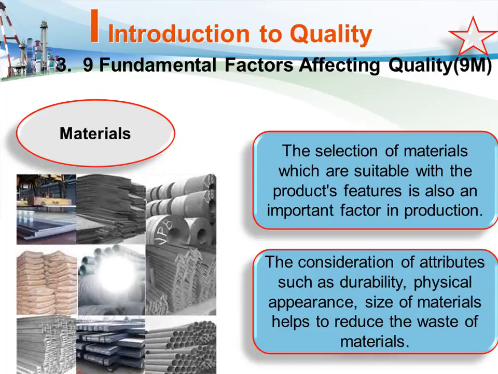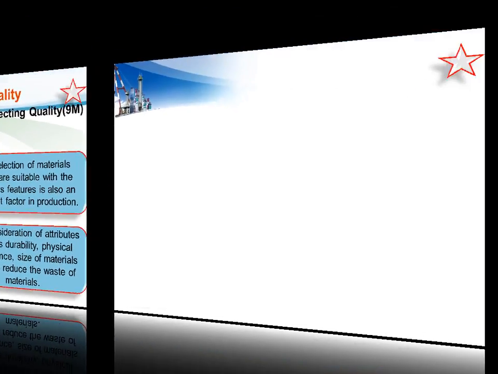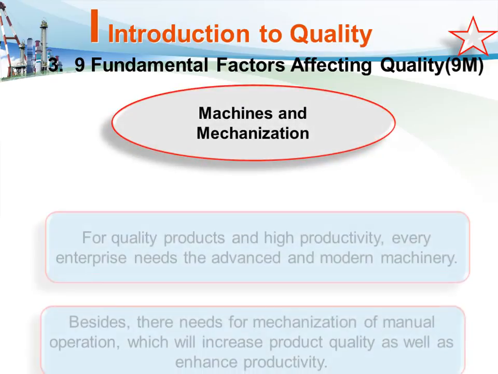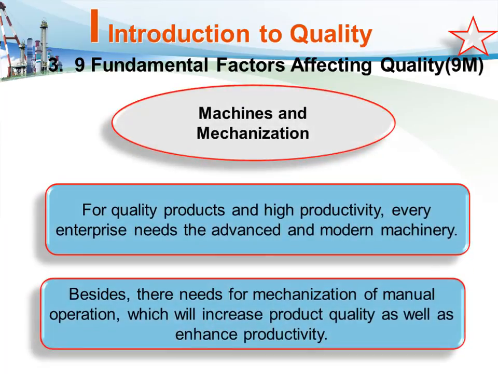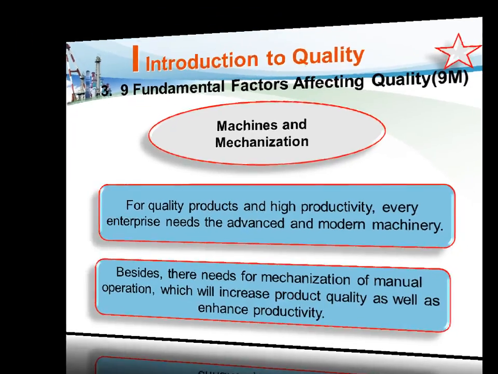Machine and mechanization. For quality products and high productivity, every enterprise needs advanced and modern machinery. Besides, there is the need for mechanization of manual operation, which will increase product quality as well as enhance productivity.